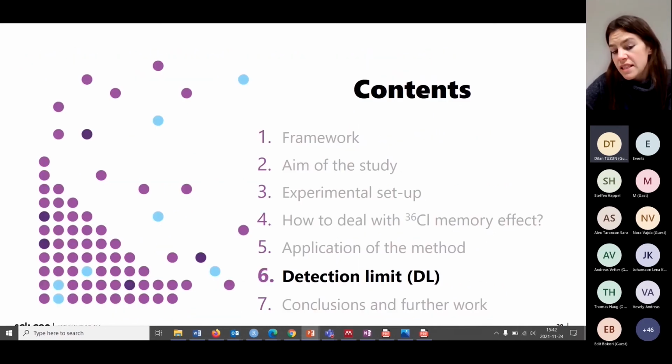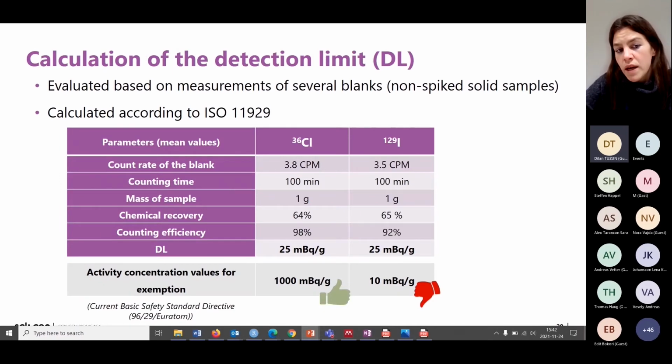The last step was calculating the detection limits, which were evaluated based on measurements of different blanks and calculated according to ISO norm 11929. The parameters that we considered were the count rate of the blank, the counting time, the mass of the sample, the chemical recovery, and the counting efficiency, obtaining a detection limit of 25 mBq/g for both radionuclides, chlorine-36 and iodine-129.